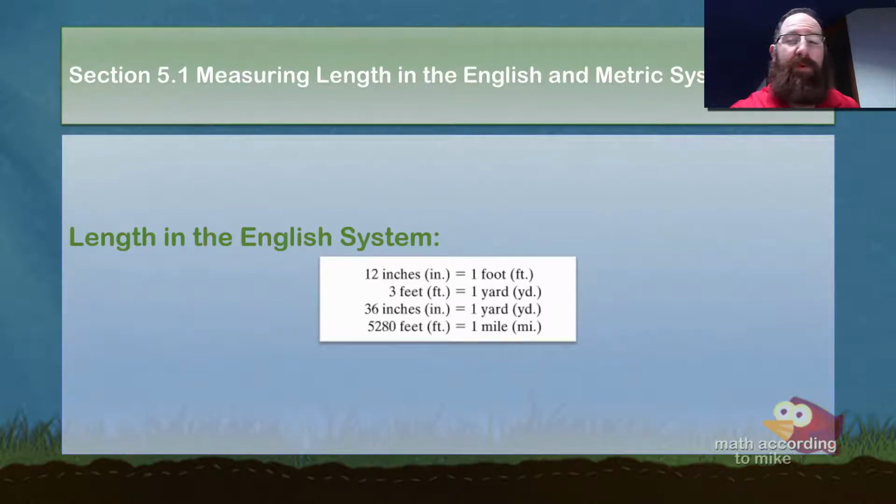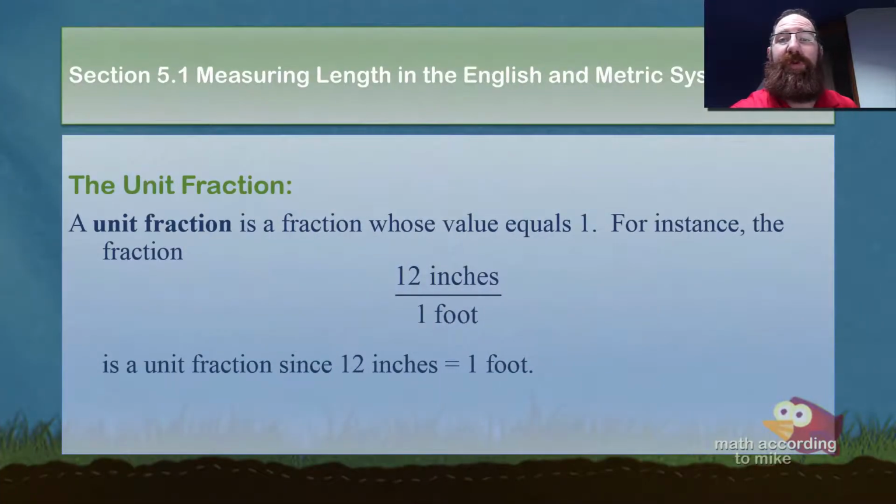By the way, most of these boxes that appear in this video and the next videos for chapter 5 will also be given to you on the test. Just know how to use them. Speaking of how to use them, we're going to use what is called a unit fraction to convert from one unit to another. A unit fraction is a fraction, really, whose value equals 1. Since we know that 12 inches is 1 foot, then I could write the unit fraction 12 inches divided by 1 foot. And since the numerator has the same value as the denominator, those would just equal 1.